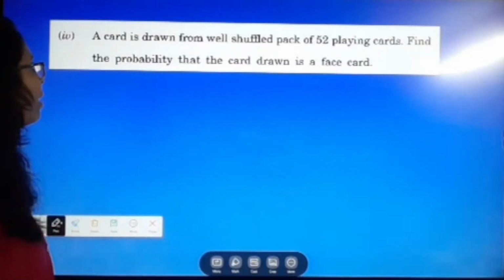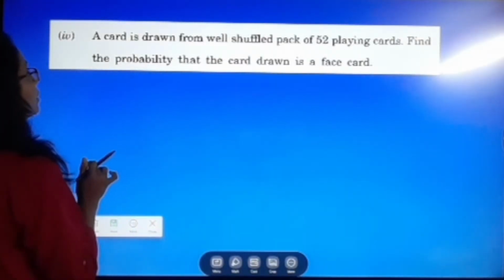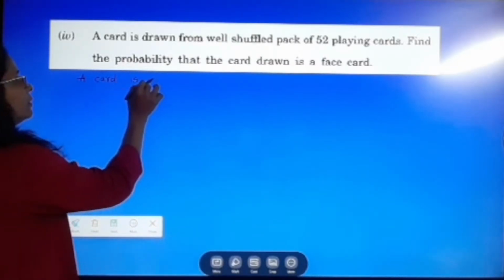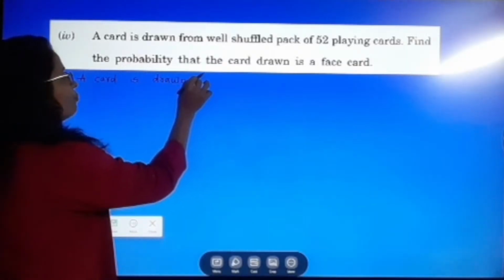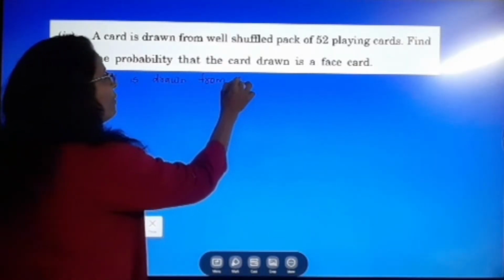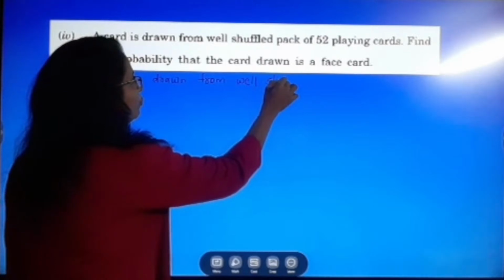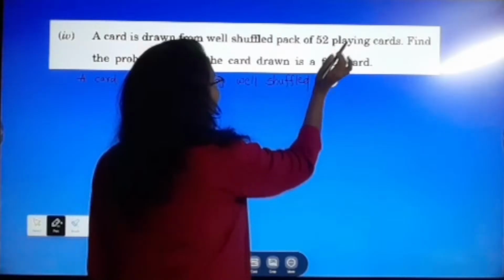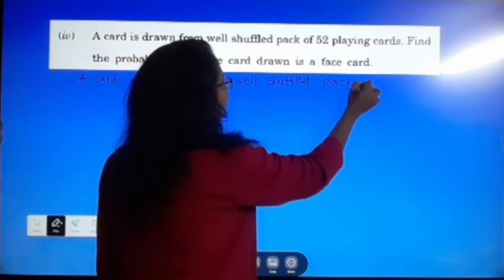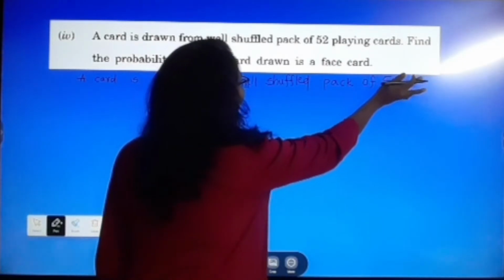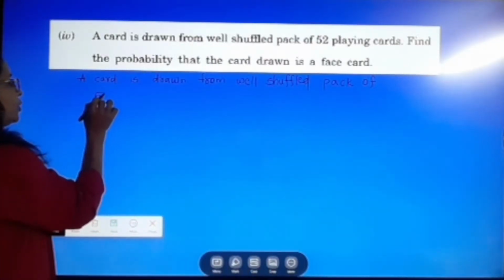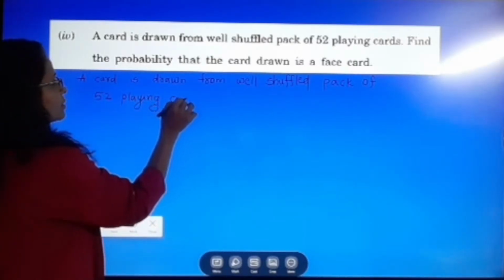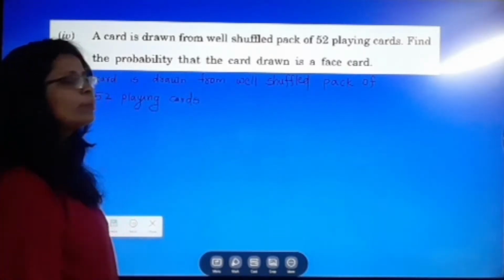Yes, students. So now here, first I write down a card. That a card is drawn. A card is drawn from a well shuffled pack of 52 playing cards. Okay, 52 playing cards. Now here 52 playing cards.